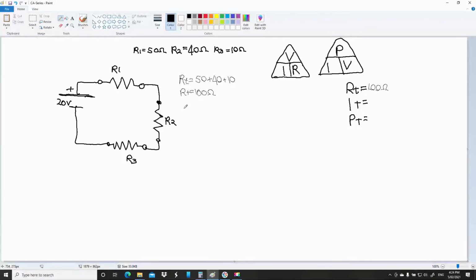Alright, so IT, current total, equals the 20 volts over the 100 ohms. So IT will equal, that should be 0.2 amps. Alright, so now we'll write that in again over here.